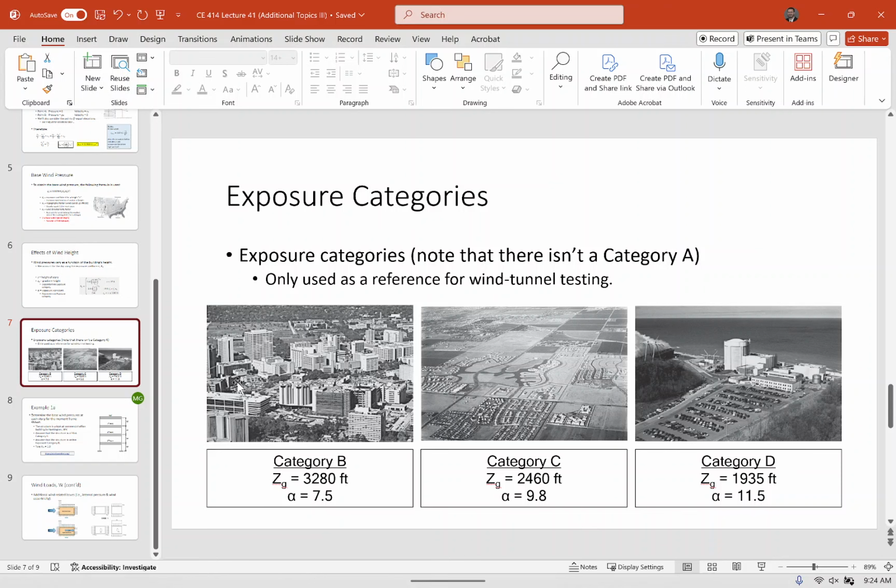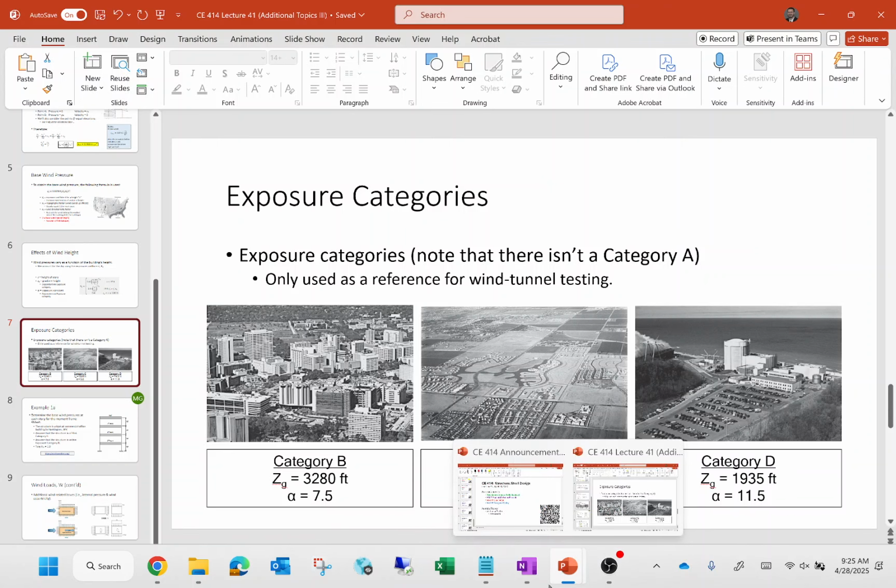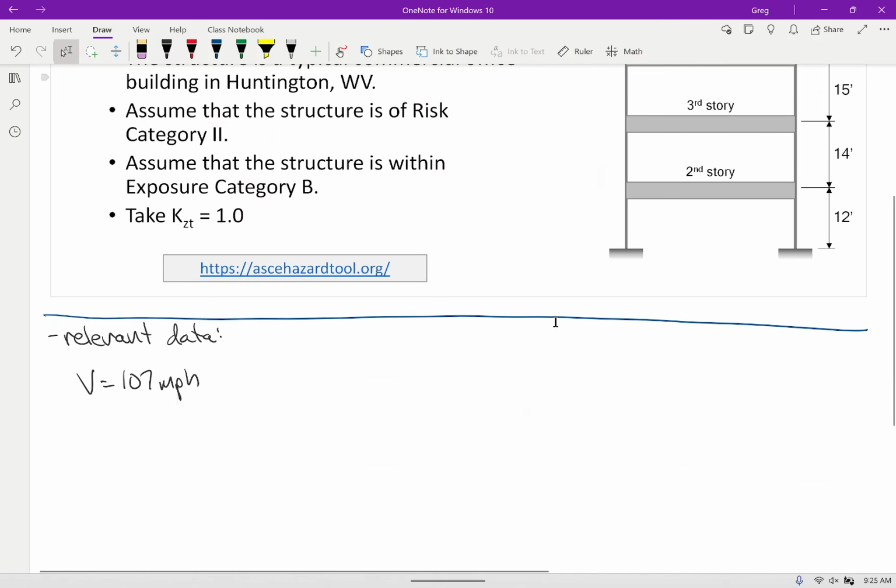Essentially, once you get past this height, you can stop worrying about the wind speed changing as a function of height. We never really get to this point in practical design, when we'd have to design a building that's 3,000 feet tall, and at that point we'd probably abandon all this and do some sort of wind tunnel testing anyway. Right now, we're just using it as a parameter for calculating our wind pressures as a function of height. So we're going to have an alpha of 7.5 and a gradient height of 3280.